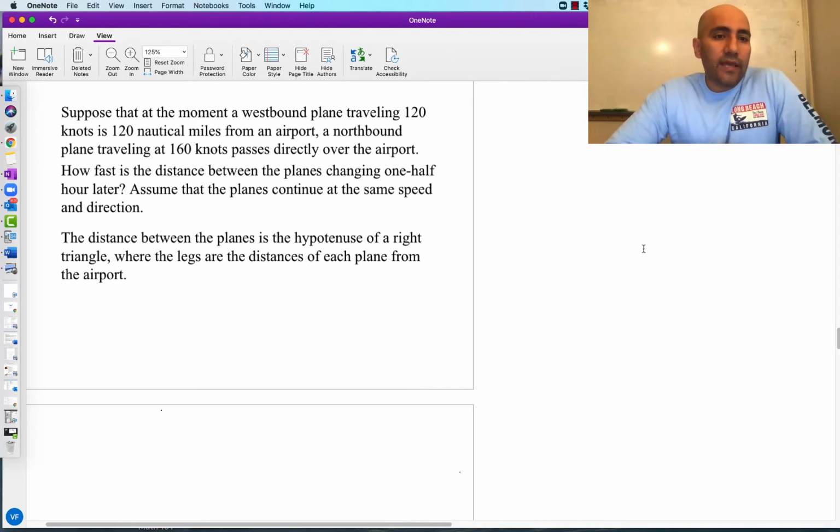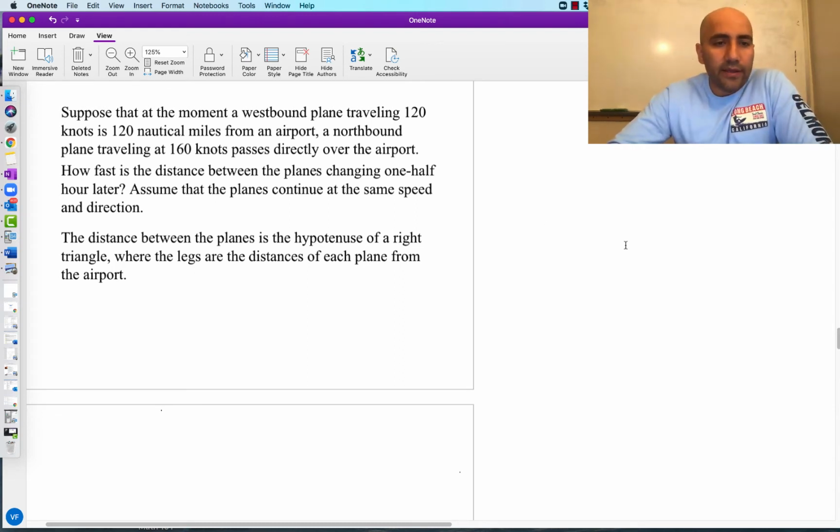Okay, suppose that at the moment a westbound plane traveling 120 knots is 120 nautical miles from an airport. A northbound plane traveling at 160 knots passes directly over the airport. How fast is the distance between the planes changing 1/2 hour later? Assume that the planes continue at the same speed and direction.